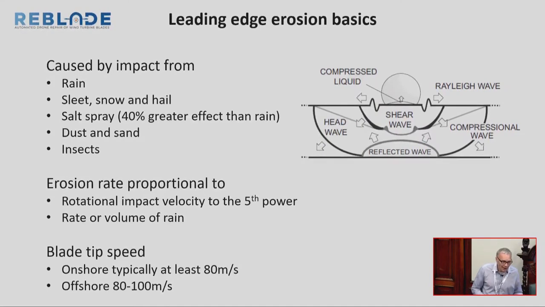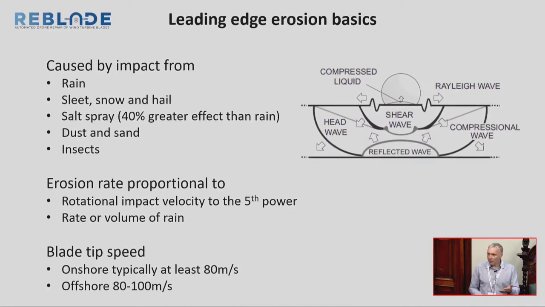The other thing is it's very much related to impact velocity. So the impact velocity is the speed at which the rain comes down, the speed of the prevalent wind, and the speed of the blades. So tip speeds have been getting faster and faster. Onshore, it's rare to find anything that's much below about 80 meters per second.